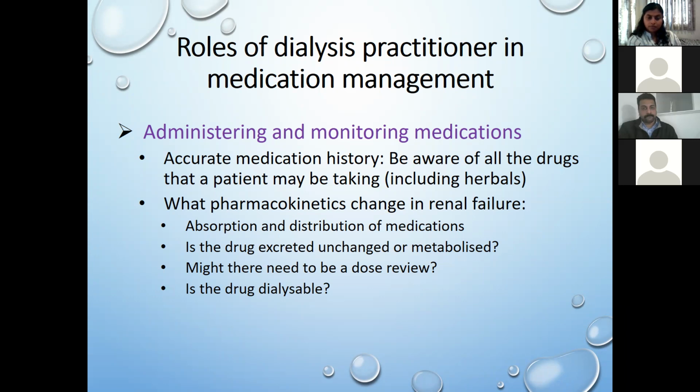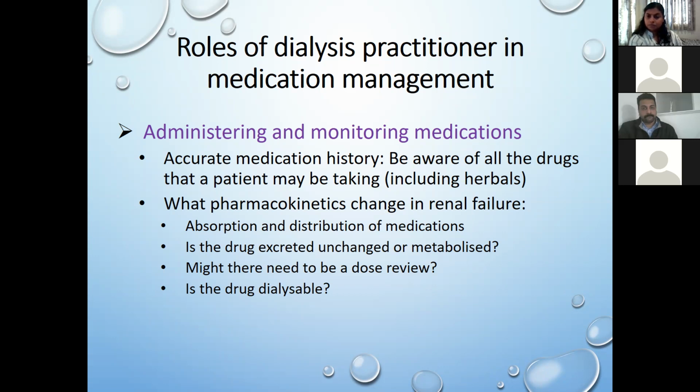Also thinking about what pharmacokinetic changes occur in renal failure that we talked about, which might change the absorption or distribution of medications. Knowing if a drug is normally excreted in the kidneys, might there need to be a dose review? Is the patient on the right dose for their level of function? And thinking about, is the drug dialysable? Do I have to worry about reminding the patient to take medicines afterwards or not?